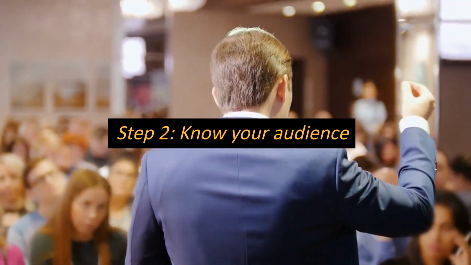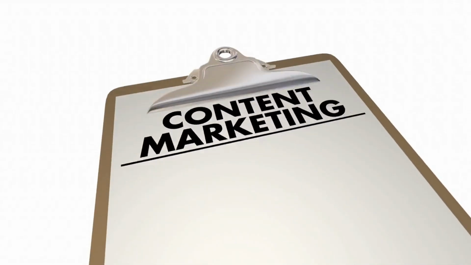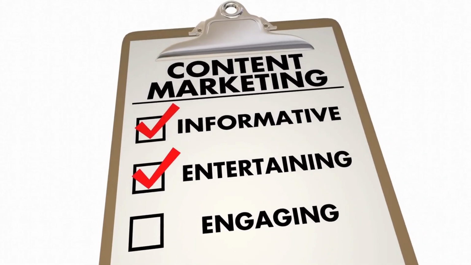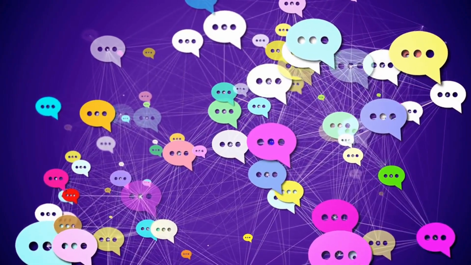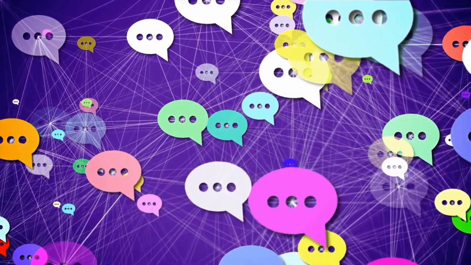Step 2. Know your audience. It's essential to understand who you're trying to reach through your social media channels. Consider factors such as age, location, interests, and buying habits. Once you know your audience, you can tailor your content and approach to fit their interests and preferences. Knowing your audience is crucial in order to tailor your message effectively and make sure it resonates with them.